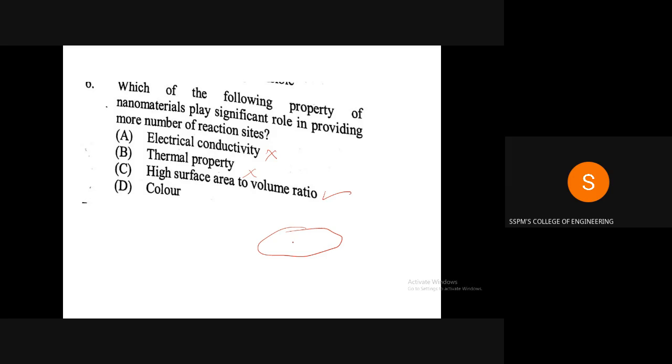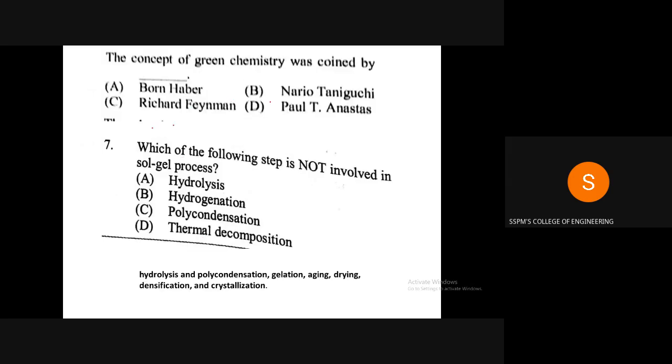Next, the concept of green chemistry was coined by, the correct answer of this question, you can solve. Bohn, Herbert, then Richard Feynman, then Narut. So correct answer is Paul T.